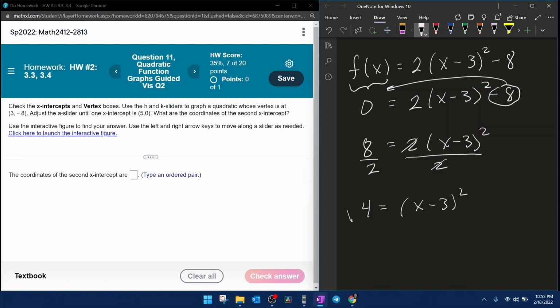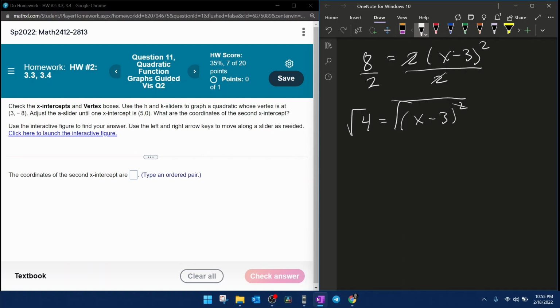At this point, we can take the square root of both sides to get rid of the squared. Don't forget that when you take the square root of both sides, you get a plus and a minus answer. Square root of 4 is 2. Now we just have x minus 3. And one more step and we're done. Bringing the -3 over makes it positive 3. And then if we do the plus and the minus, we're going to get our two x-intercepts.